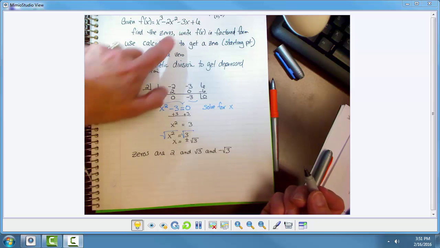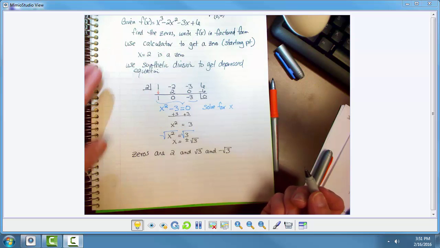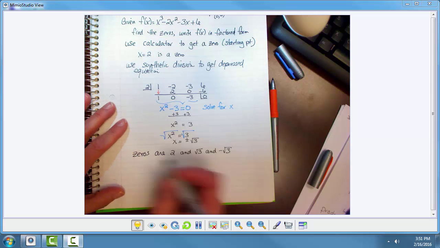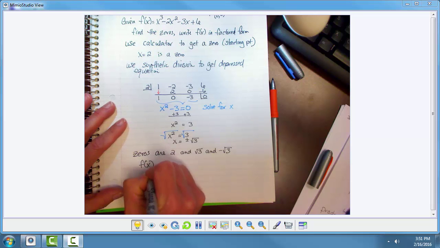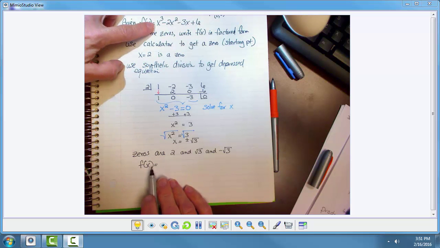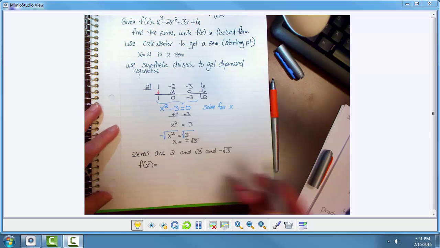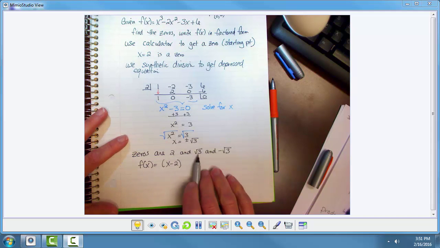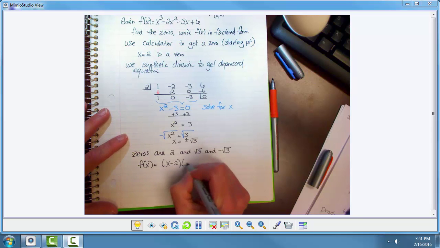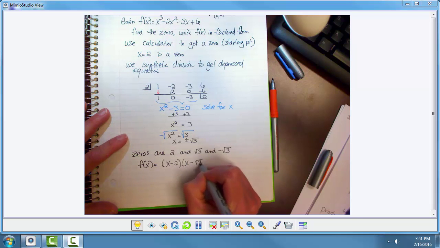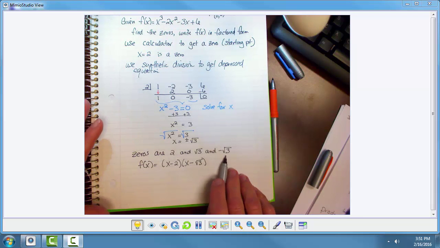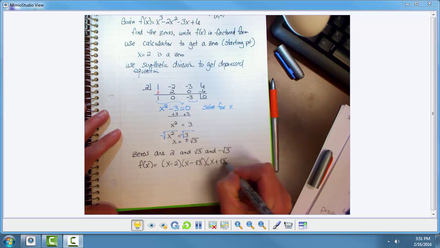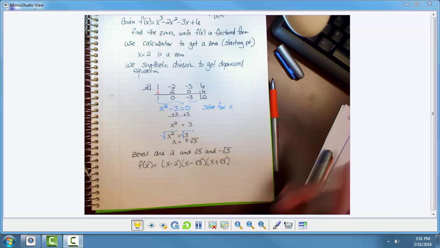But then we need to write f of x factored. Well, how in the world can you write it factored? Well, just like we did earlier, go backwards. So your polynomial, if 2 is a 0, then that factor must have been x minus 2. If square root of 3 is a 0, then that factor must be x minus the square root of 3. If negative square root of 3 is a 0, then that factor must be x plus the square root of 3. Dun-da-da! Now it's factored, and there's your zeros.